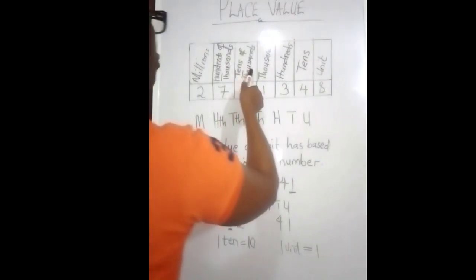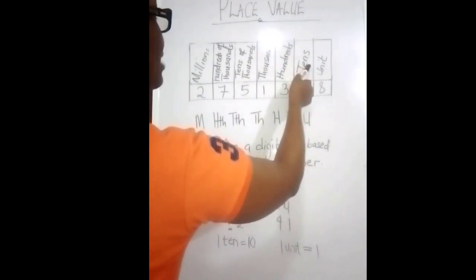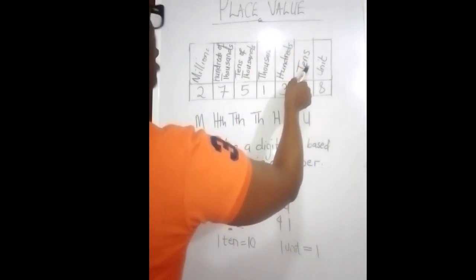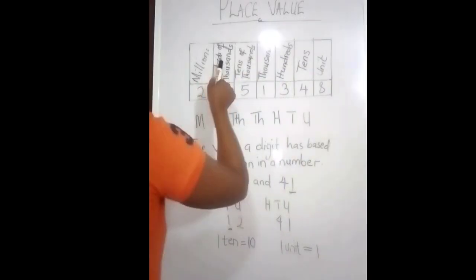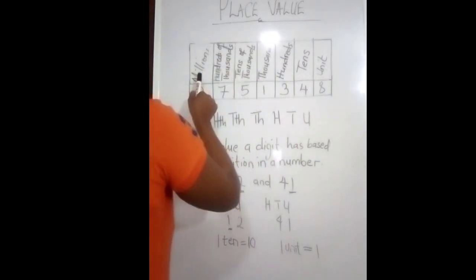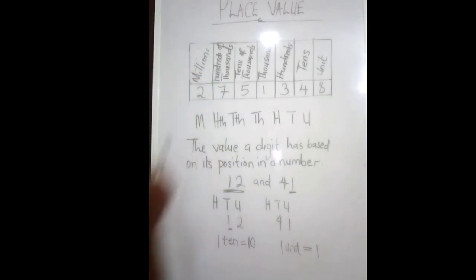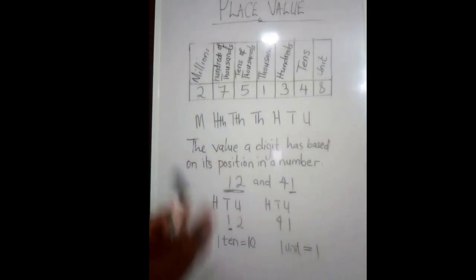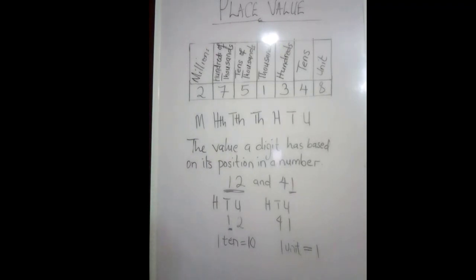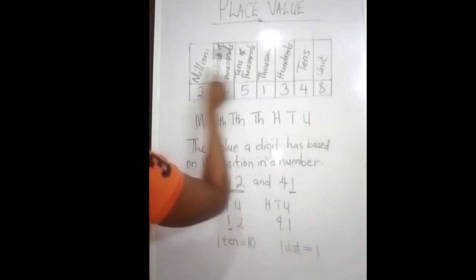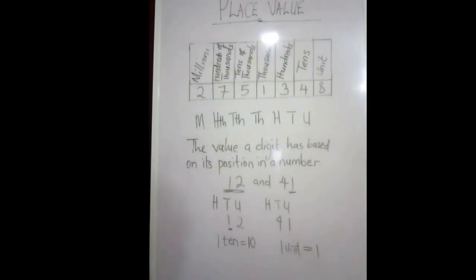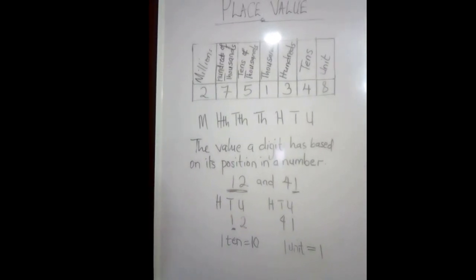You have tens of thousands, just like you have tens here. And after tens of thousands, you have hundreds of thousands. And after hundreds of thousands, you have thousands of thousands, which is million. Million is simply 1,000 in 1,000 places. Million is thousands of thousands.